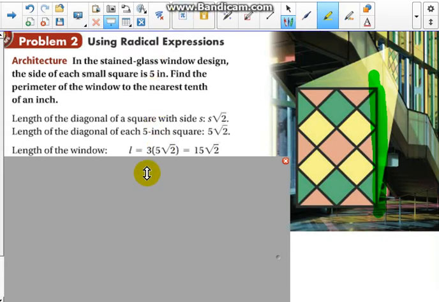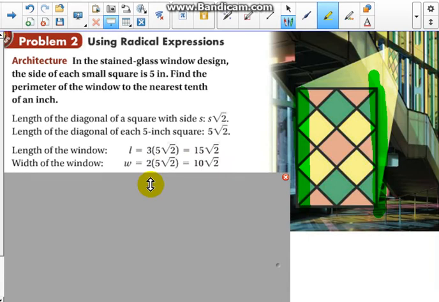And now we're going to have 2 of those, right? We're not there yet. So we've just got one side. Now let's get the other, the bottom side. We've got 2 down here. So that's going to be 2 times 5 radical 2, which comes out to 10 radical 2.